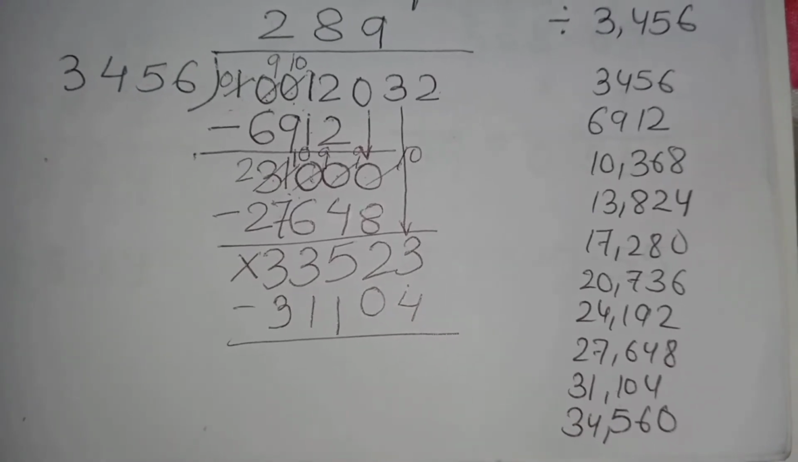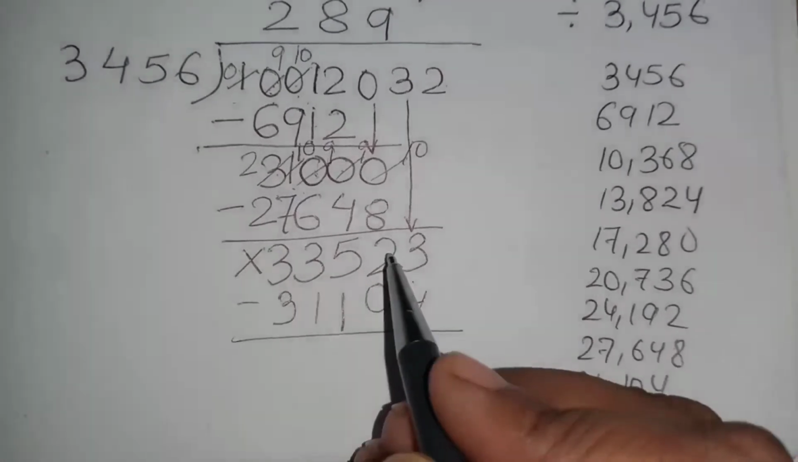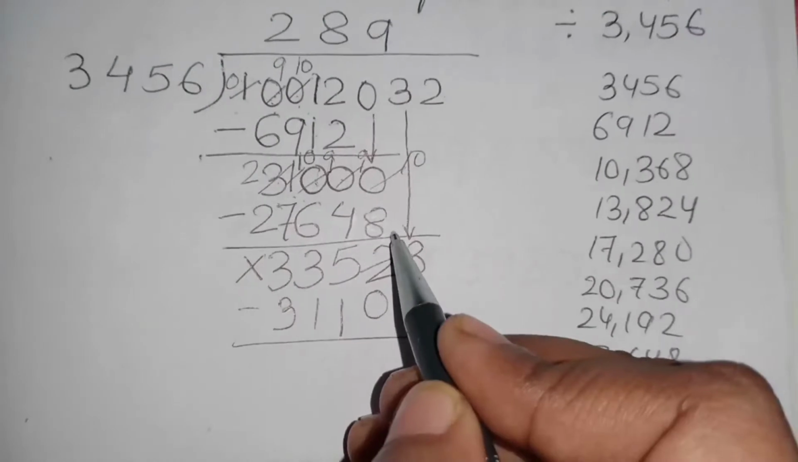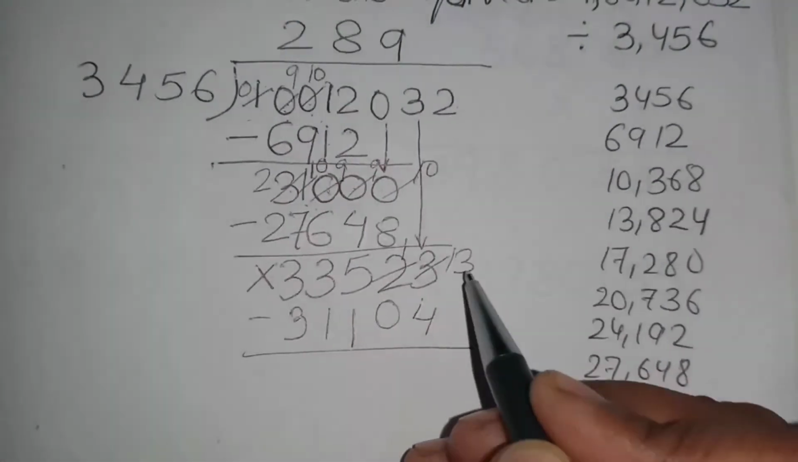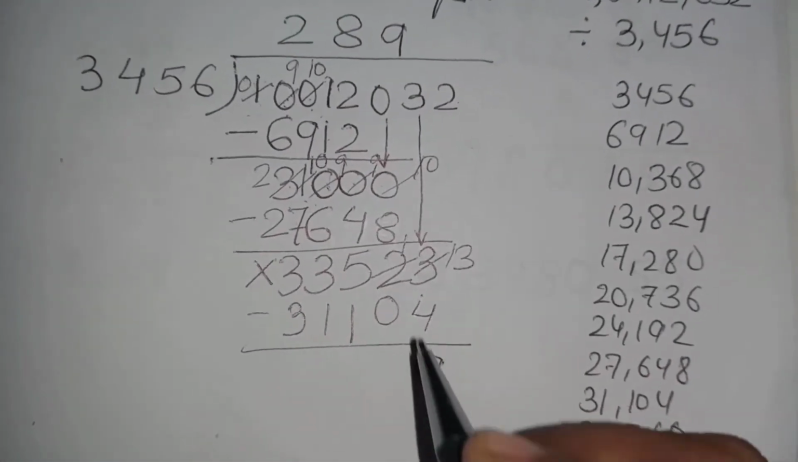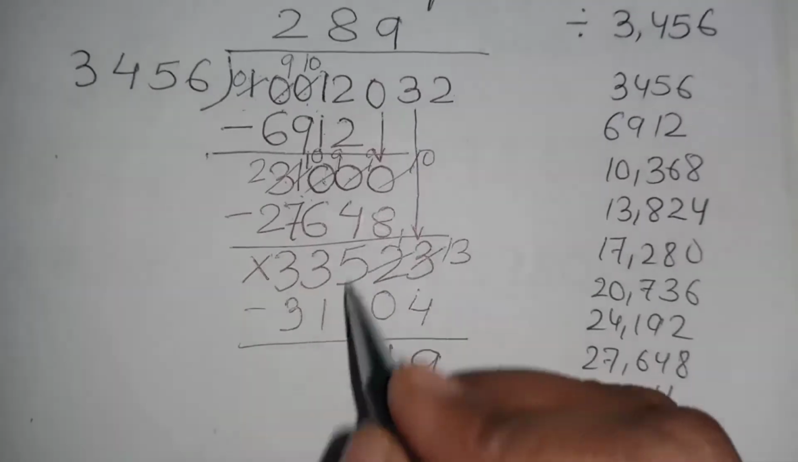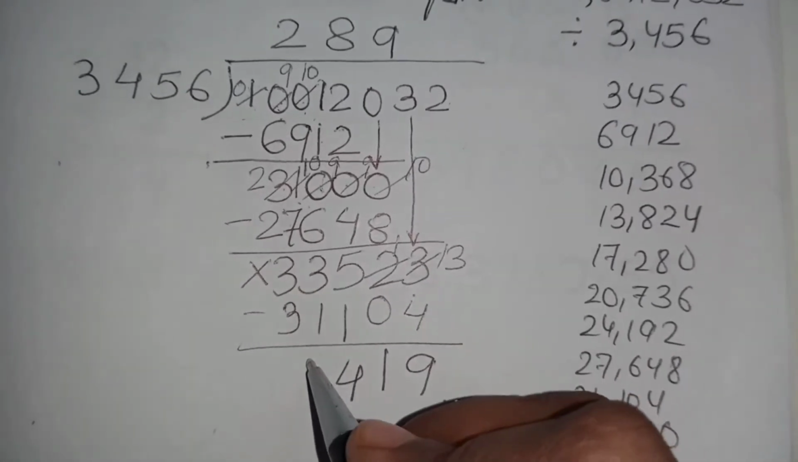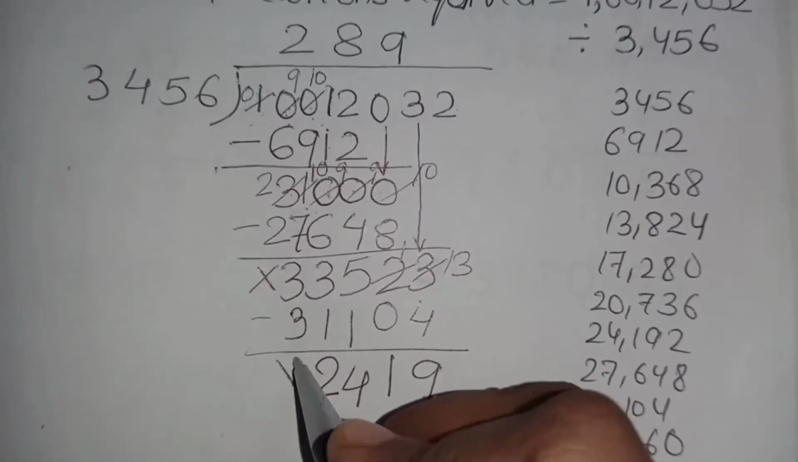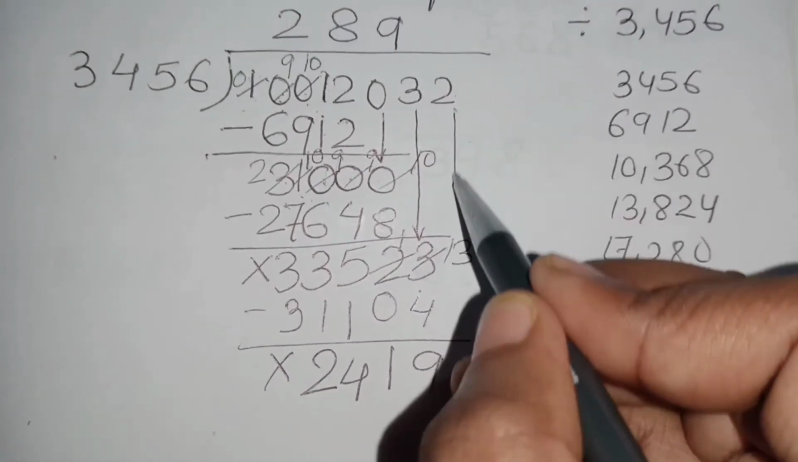From 3 we cannot subtract 4, so this 3 will take borrowing from this 2. 2 will become 1, 3 will become 13. 13 minus 4 is how much? 9. 1 minus 0 is how much? 1. 5 minus 1 is 4. 3 minus 1 is 2. And 3 minus 3 is 0, so put the cross and bring this 2 down.